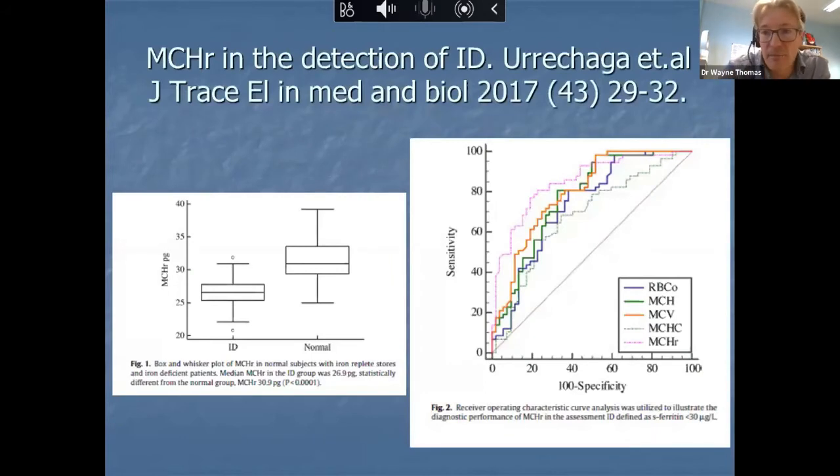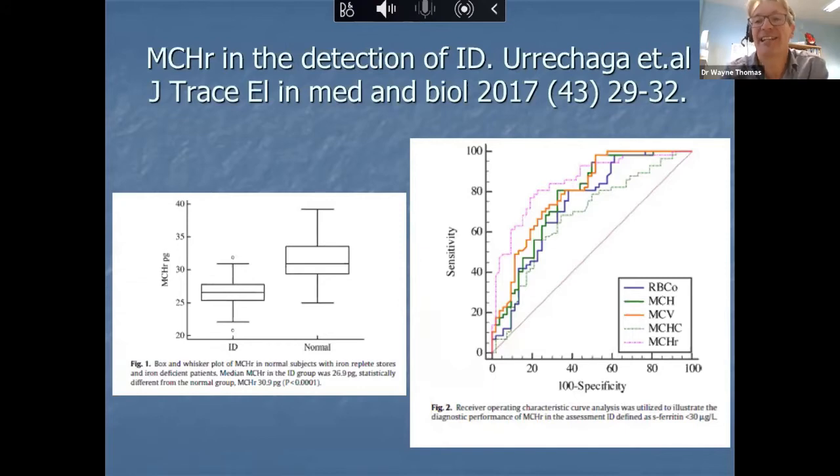So studies have been done. If you don't know anything about ROC curves, don't worry. All you need to know is the further to the top left something is, the better it is. I hope that's true. Anyway, guess what? The pink one is MCHR.